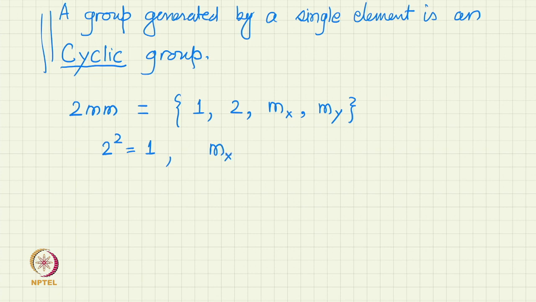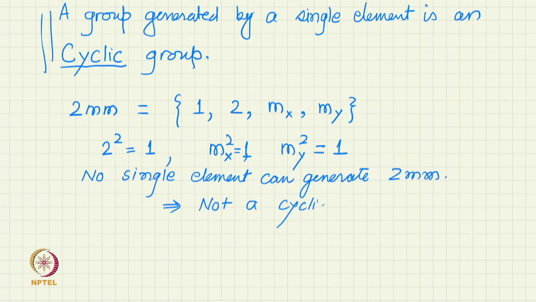If I select mx, the product of 2 mirrors will always be a type 1. So, it will either be rotation 1 or 2. So, again it cannot generate. So, individually none of them can generate. You can see mx square is also 1. Just because the square itself is 1, after that any power will repeat itself or 1, because they are self inverses. So, no single element can generate, not a cyclic group. These are for finite groups.